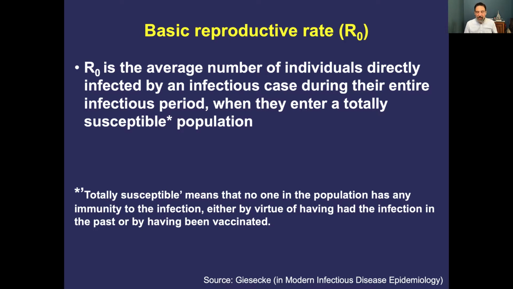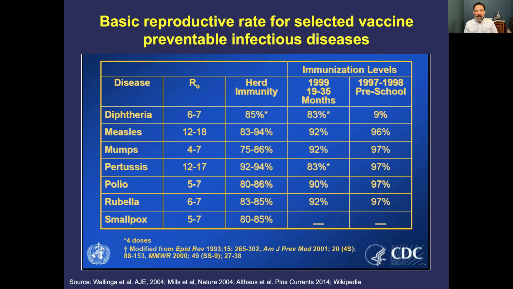As you might imagine, the basic reproductive rate, also called the basic reproductive number, is something that varies from one agent to the next. And this slide shows the basic reproductive number for selected vaccine preventable diseases that are spread from person to person, and you can see that they really vary a lot, with some agents having much more potential for epidemic spread than others.